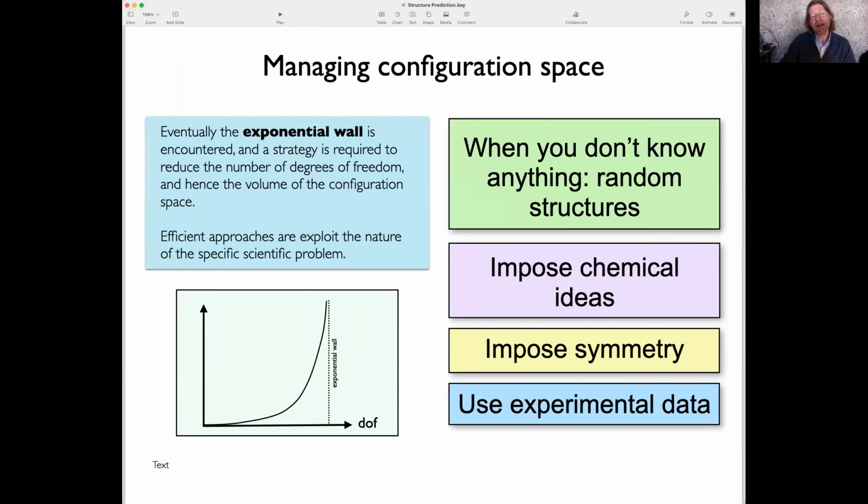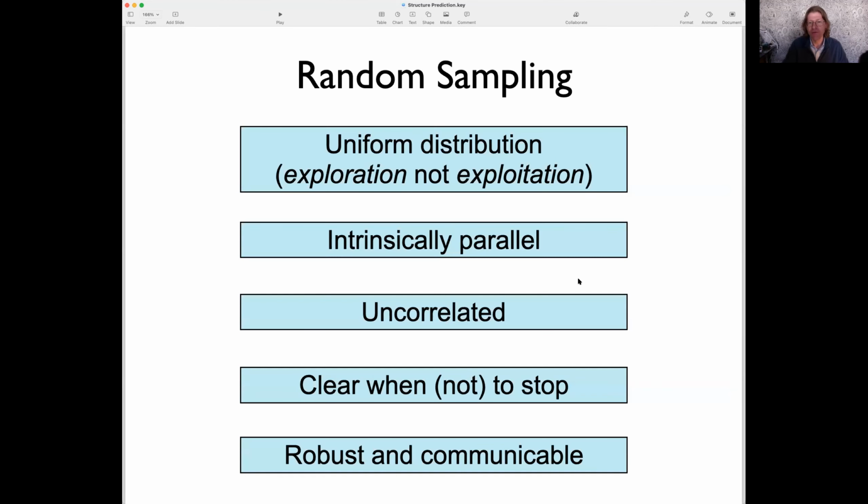Anyway, as you go to large enough systems, eventually it gets too challenging. You hit this exponential wall, and so you need to do something to shrink the configuration space a little bit. So we have this philosophy of random structure search: if you don't know anything, use entirely random structures. But then you can accelerate the search, for example, by imposing chemical ideas or imposing symmetry or using experimental data. Mostly we use quite a lot of symmetry, or a little bit of symmetry, in our searches to shrink down the configuration space. And we might impose chemical ideas, such as the existence of molecules or the fact that certain atoms want to be certain distances from each other. I'll show an example of that later on.